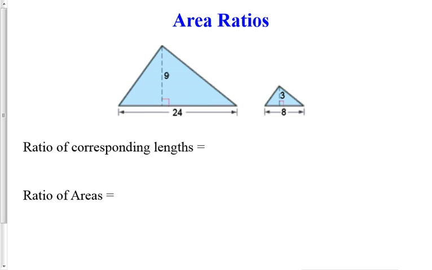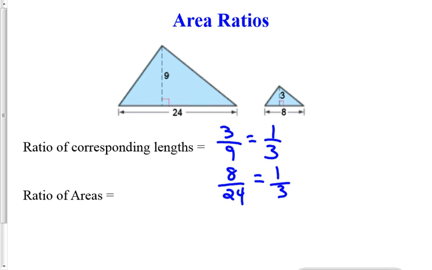So we start out with this example. We're being given two triangles, and we're being asked to find the ratio of the corresponding lengths and the ratio of the areas. So let's take a look at the ratio of the corresponding lengths. Well, this is pretty simple. The height of the small triangle over the height of the big triangle, 3/9, which reduces to 1/3. The base of the little triangle over the base of the big triangle, 8/24, reduces to 1/3.